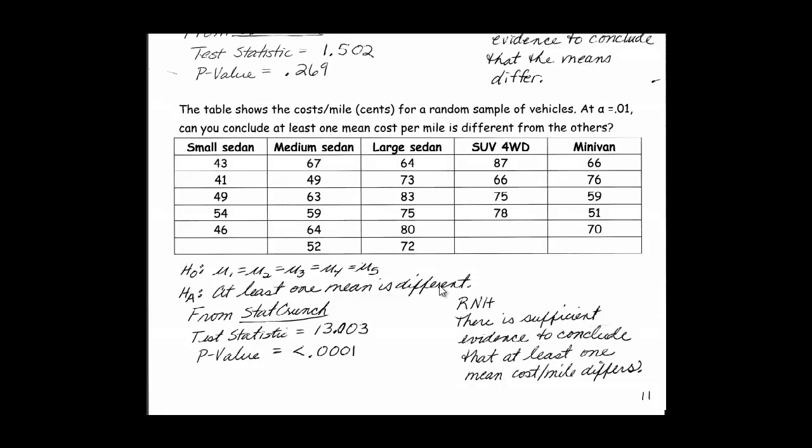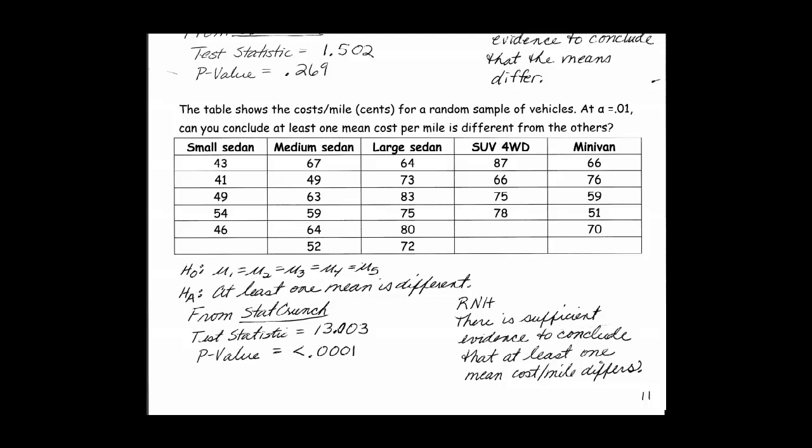Okay, for our next example, we have a table that shows the cost per mile in cents for a random sample of vehicles. So at a 1% alpha, can we conclude at least one mean cost per mile is different from the others? So I've got 5 small sedans, 6 medium sedans, 6 large sedans, 4 SUVs, and 5 minivans. And we've got the average cost per mile for each. So we are going to find out if the average cost of operating the vehicle is different for these 5 different populations. So our null hypothesis is that the mu's are all equal to each other. The alternative is that at least one mean is different.